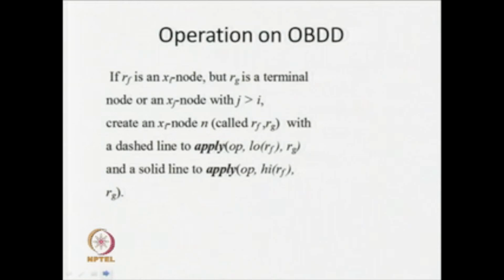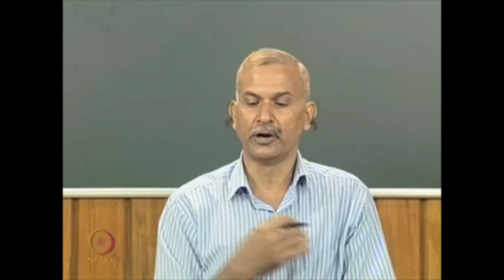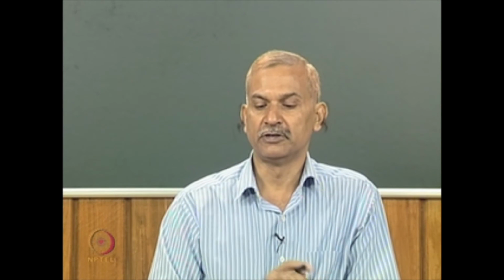So, in this particular case, say RF is having an xi node and RG is having an xj node, where say j is greater than i. So, while we are traversing it from top to bottom, when we come to this particular scenario, one is xi and one is xj and j is greater than i.